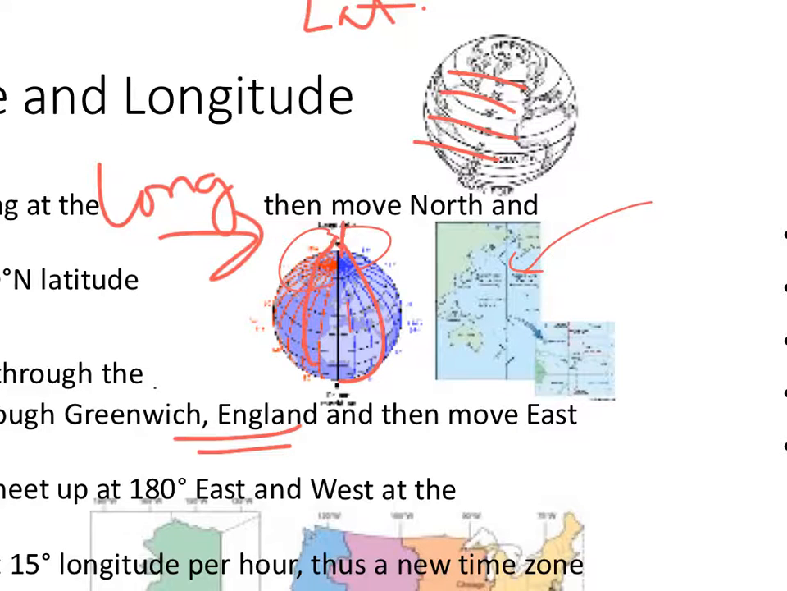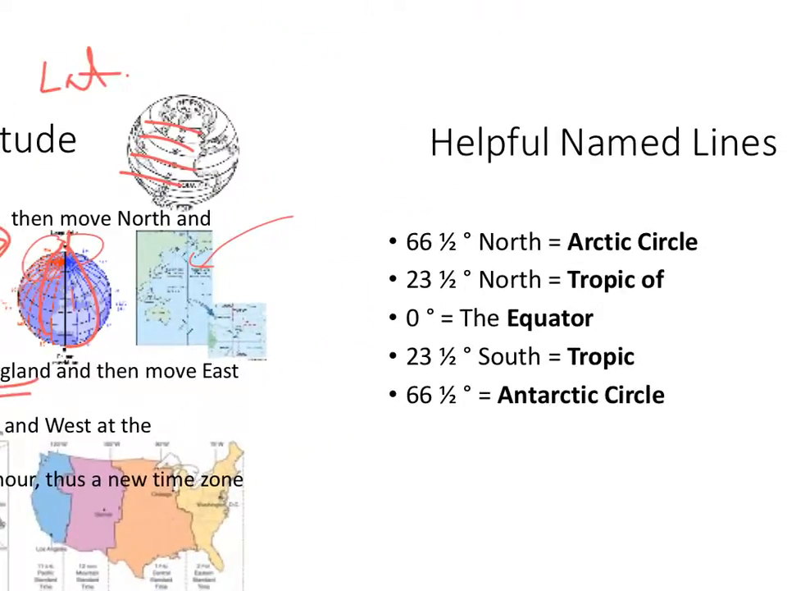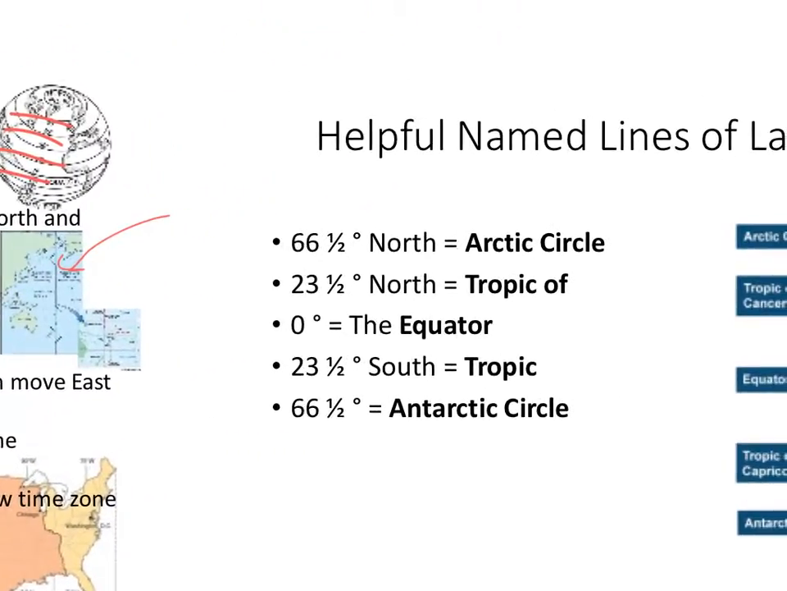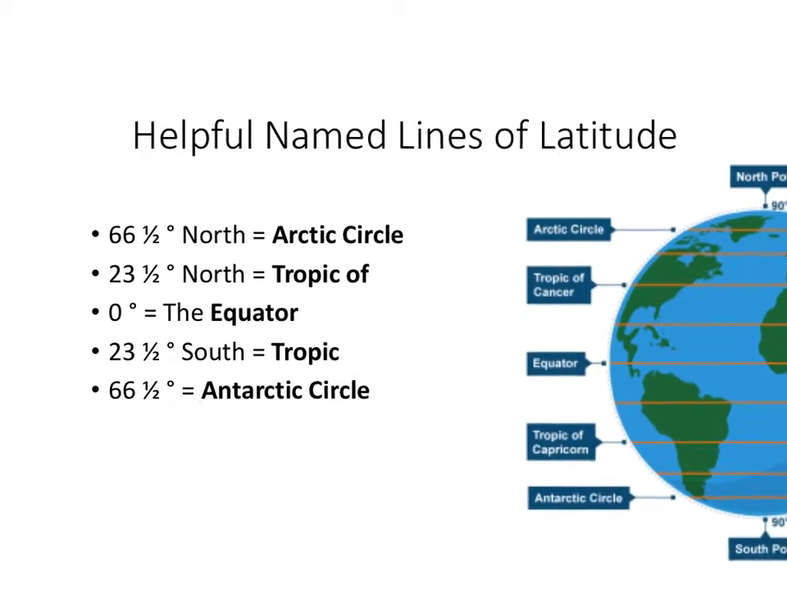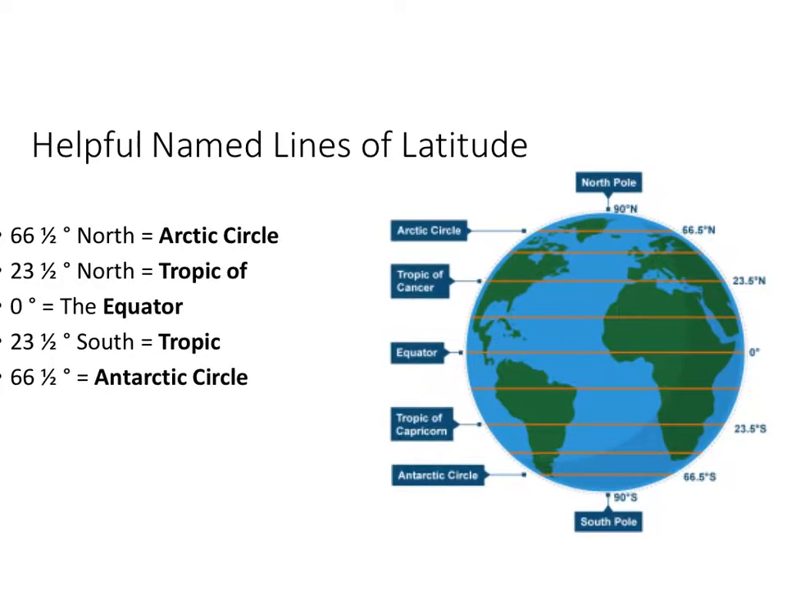Let's see, what else do I have? Variation in number of daylight hours. I think I covered that a minute ago. Helpful lines of latitude. Oh yeah. So now the lines of latitude go this way. Lines of longitude go this way.